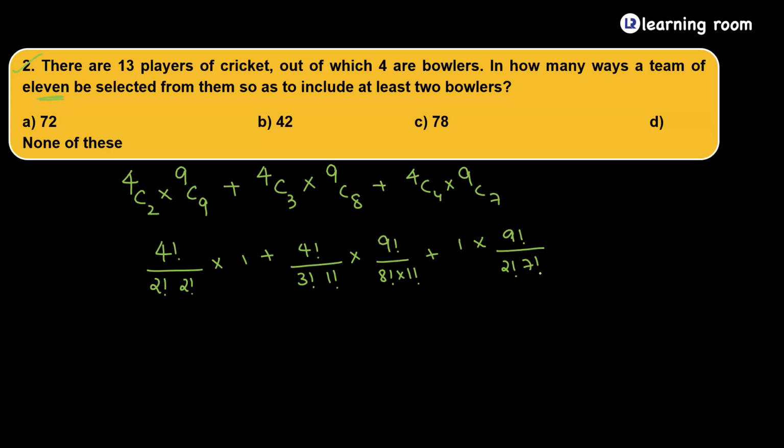Now listen to this. So 4 factorial by 2 factorial, 4 factorial is 24. 24 by 4 is going to be 6, plus 4 factorial by 3 factorial is 4, because 4 into 3 factorial will get cancelled. It is 4. So 4 into 9 factorial by 8 factorial is 9, plus 1 is 1. So 9 factorial by 7 factorial will be 9 into 8. So 9 into 8 divided by 2 will be 9 into 4. So that will be 36. So 36 plus 36 is 72. 72 plus 6 is 78. And this should be the option. Is that clear?